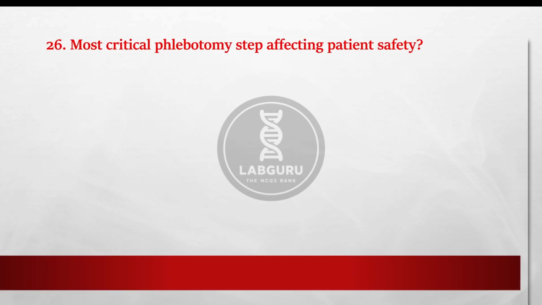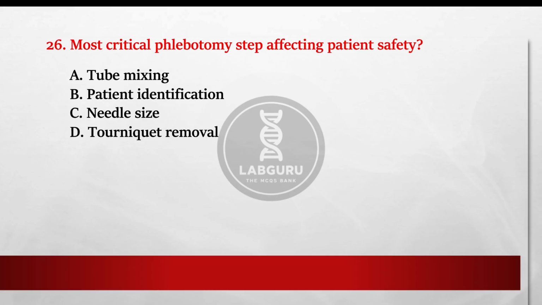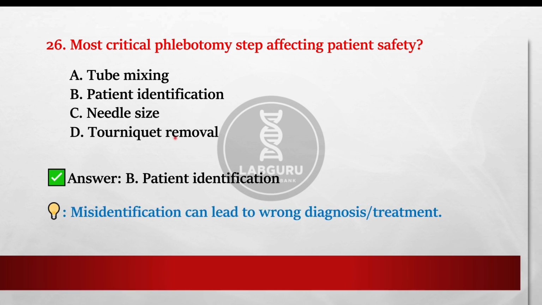Question number 26. Most critical phlebotomy step affecting patient safety. Options are: option A is tube mixing, option B is patient identification, option C is the needle size, and option D is tourniquet removal. The right answer is patient identification. Misidentification can lead to the wrong diagnosis and wrong treatment also, so you have to be careful with that one.